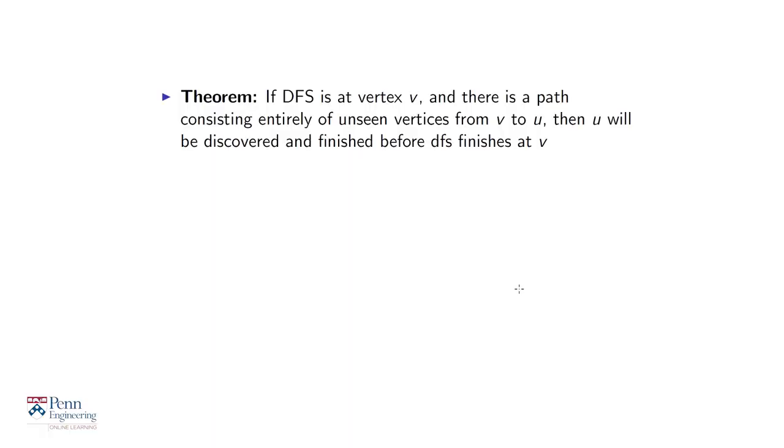Another important property is the following. DFS is depth-first search, meaning it will not fail to discover a vertex that can be discovered. It will not finish with some vertex V if there's a vertex U that could have been discovered from V. So that's what this theorem says. If DFS is at vertex V, and there is a path consisting entirely of unseen vertices from V to some vertex U, then U will be discovered and finished before DFS finishes at V. In other words, U will become a descendant of V in the DFS tree.